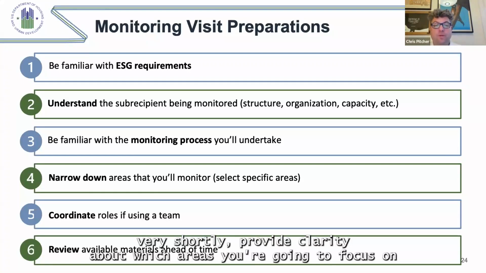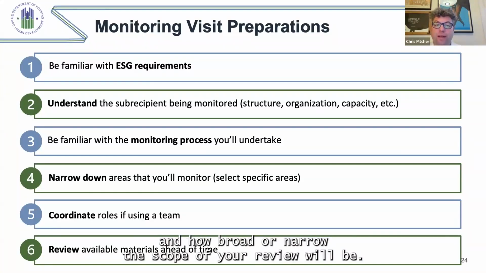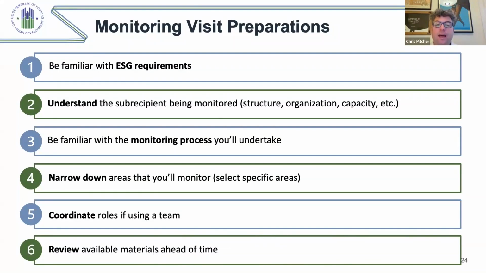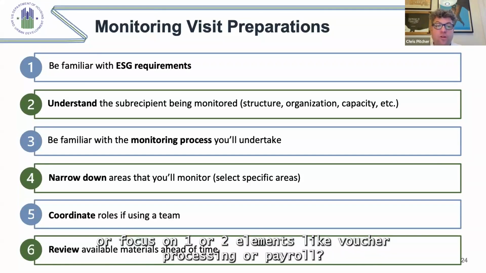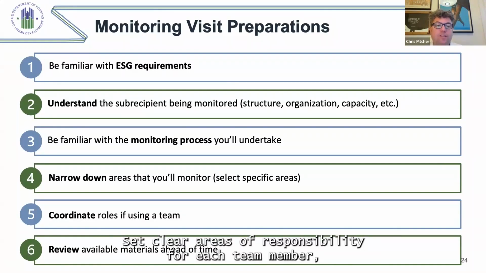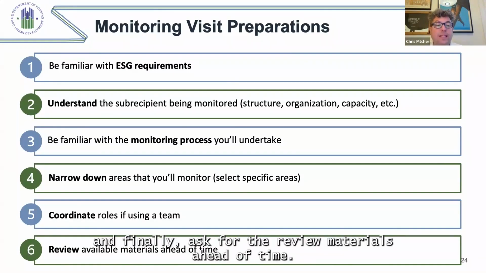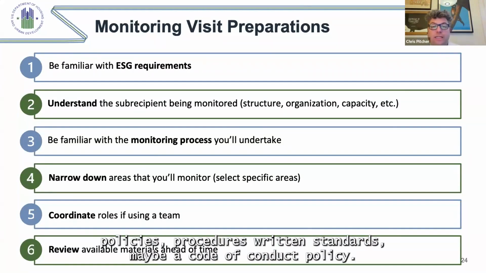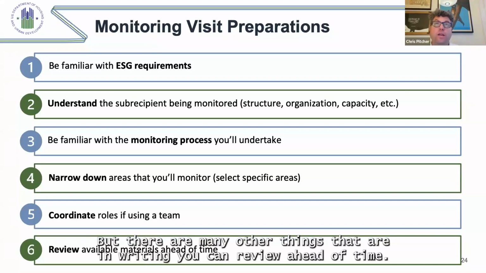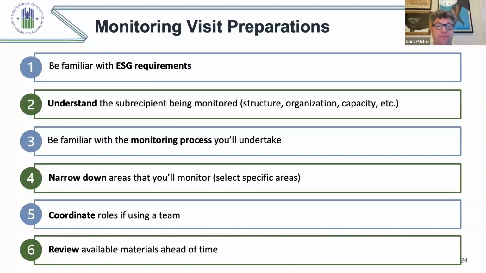Provide clarity about which areas you're going to focus on and how broad or narrow the scope of your review will be. How many case files do you plan to review? Will you do a comprehensive review of their financial management practices or focus on one or two elements like voucher processing or payroll? Set clear areas of responsibility for each team member, and finally, ask for the review materials ahead of time. For example, ask for a subrecipient's policies, procedures, written standards, maybe a code of conduct policy, but there are many other things that are in writing you can review ahead of time.